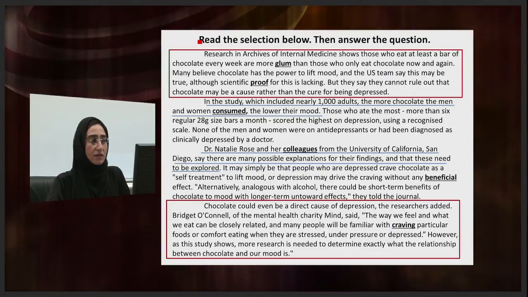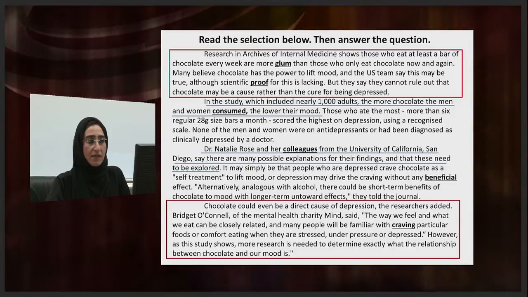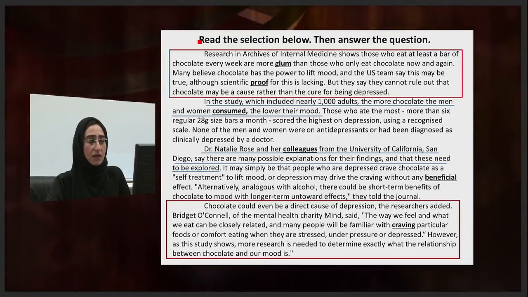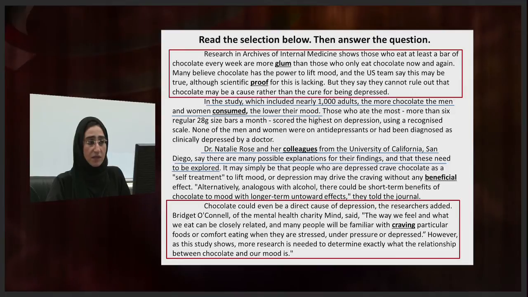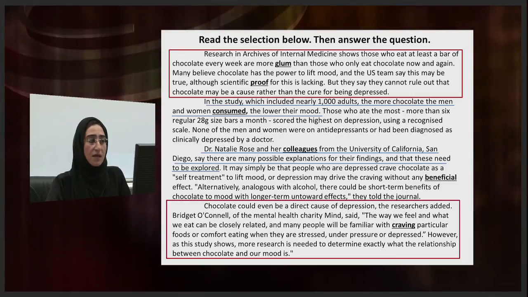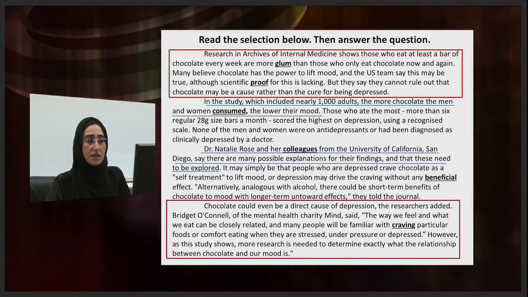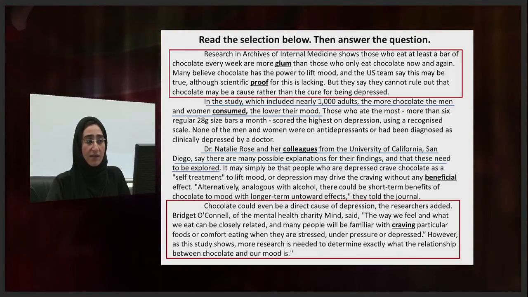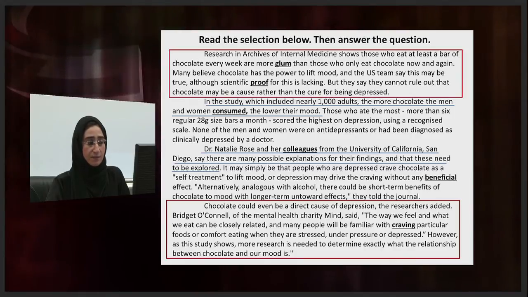Now let's read the introduction. Research in Archives of Internal Medicine shows those who eat at least a bar of chocolate every week are more gloomy than those who only eat chocolate now and again. Many believe chocolate has the power to lift mood, and the US team say this may be true, although scientific proof for this is lacking.